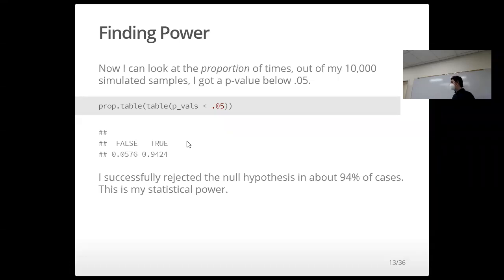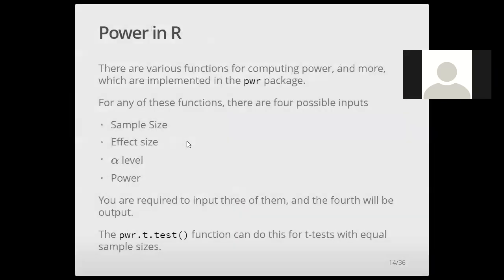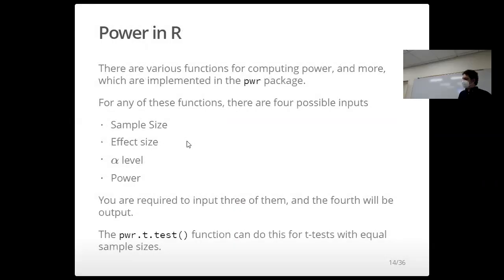This is a very easy way to simulate statistical power given some population values. You don't have to do simulation studies for t-tests. There are more analytical ways you can do this. In R, there's a package called pwr, which is very similar to what you'll see in the G*Power program. There's a bunch of different functions here.